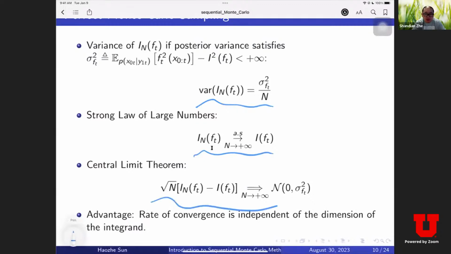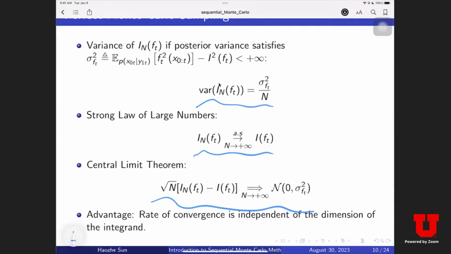This just tells us that if you use particles to approximate the posterior, you get asymptotic convergence, which has nothing to do with dimension. This is a known result. I just want to show these equations.